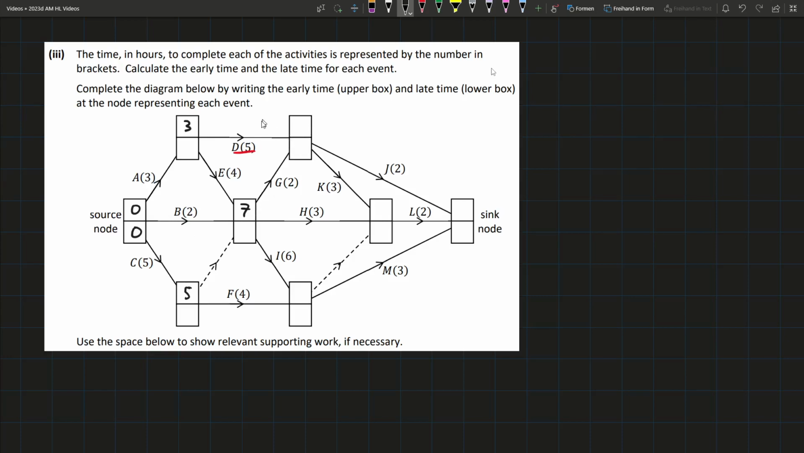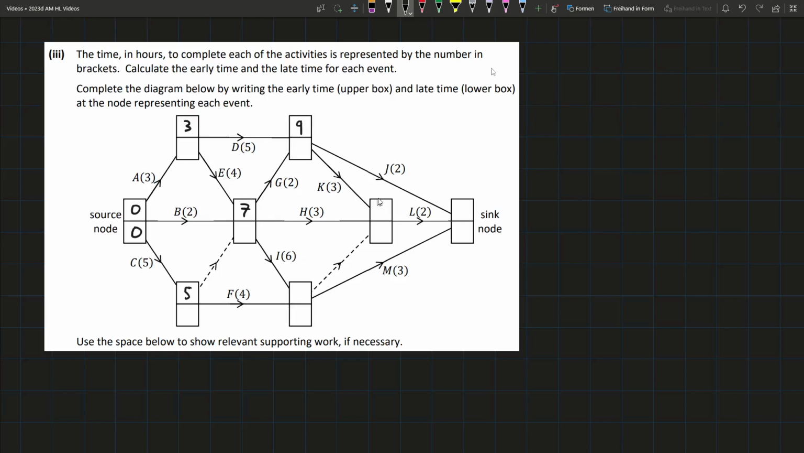Now we can do this one up here. So we'd have 8 days for D to happen. And we'd have 9 days for G, so obviously it's going to take 9 days minimum to get there, because even if D is done after 8 days, we have to wait until G is done as well, so that'll take 7 plus 2, 9 days.